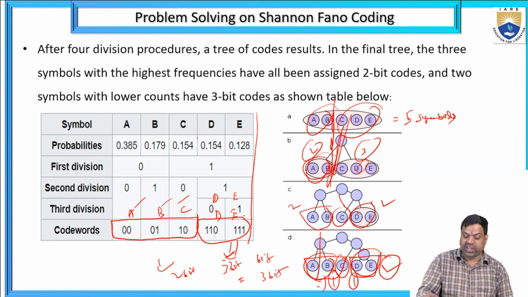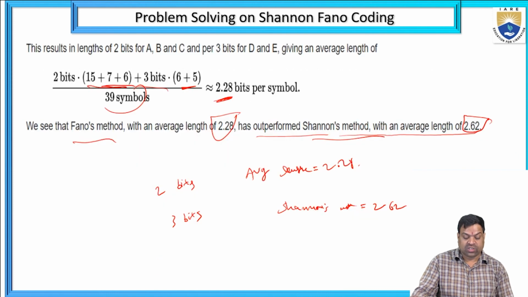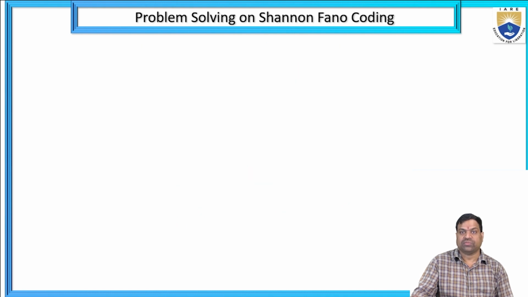After that we divide again into 2 groups. So AB is there, and CD is there now. So C is one group, D is another group. So finally ABC is one group and D is another group. A, B, C, D is one group with 2 bits, and E is the other group, with 3 bits. Like this: 2 bits for 15 plus 7 plus 6, 3 bits for 6 plus 5. So the total value is 2.62.